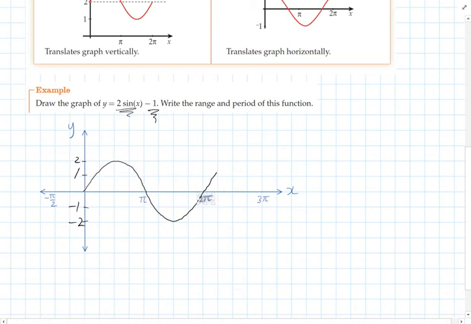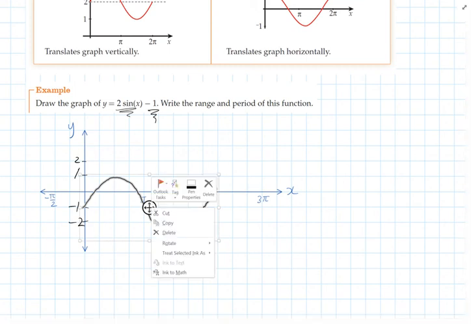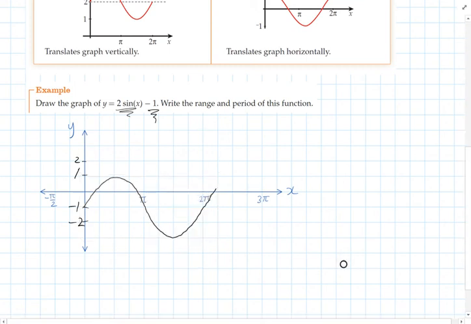So let me select that graph. It's actually the hardest bit to do. Okay, here we go. So we're going to shift it down 1, and there it is. That's our graph shifted down by 1. And so you can see that its maximum is now at 1, its minimum is at -3, but it still cycles through that same pattern that it did before as well.